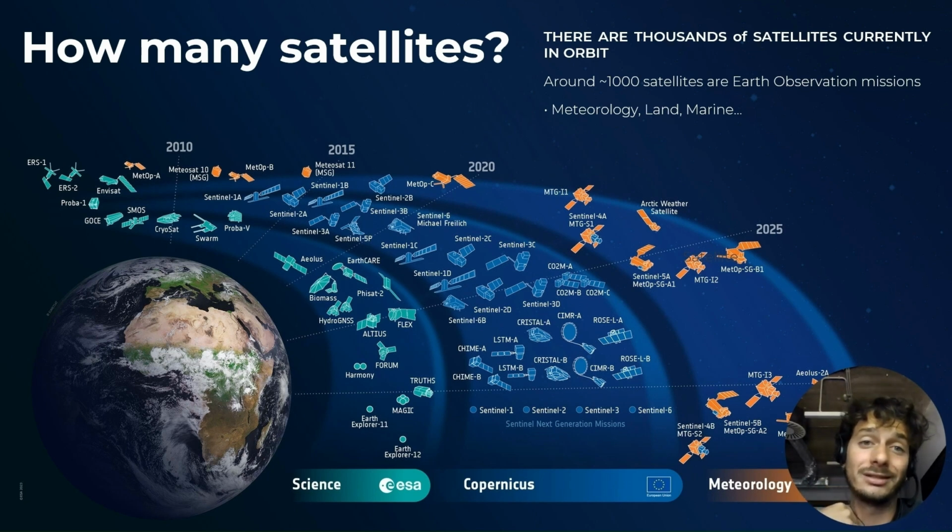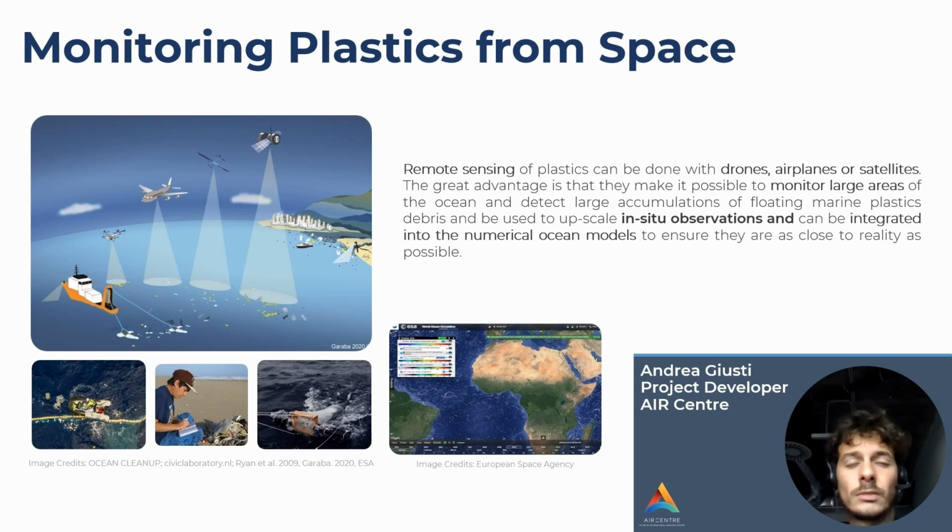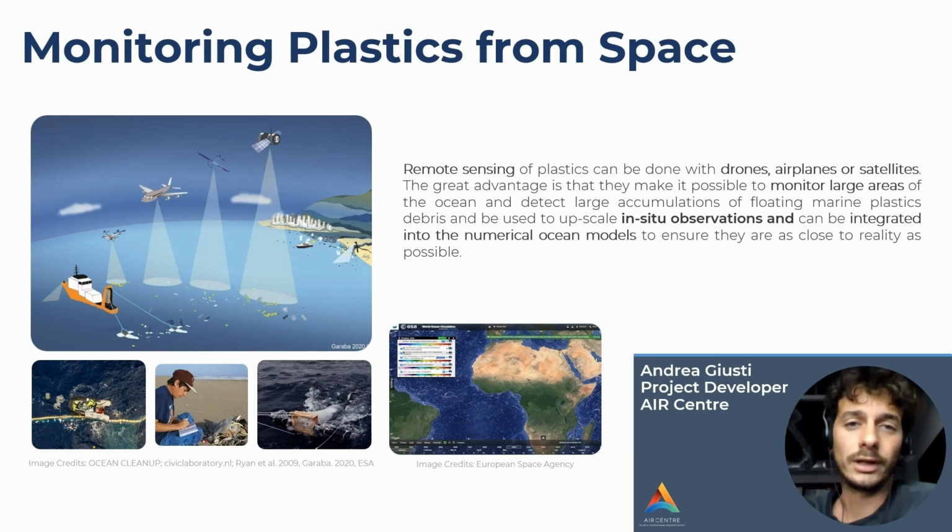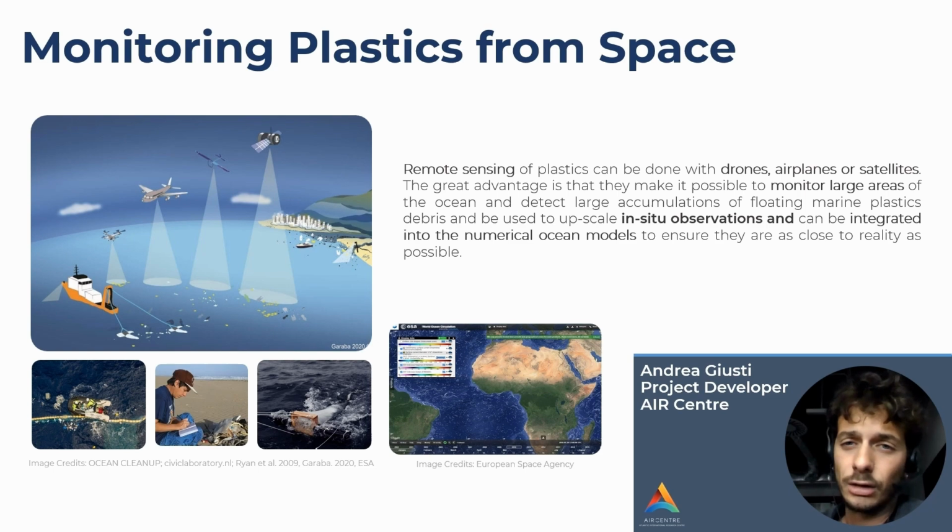As you can see from this image, our skies are quite full with activity, and there are currently thousands of satellites orbiting the Earth, each serving its unique purpose. Of these, about 1,000 are dedicated to Earth observation missions, and these satellites play a crucial role in a wide range of applications, from monitoring the weather to studying land use, tracking marine conditions, and also beyond. So let's move forward to the next part and explore the role of satellite technology and remote sensing in spotting marine debris in the ocean.